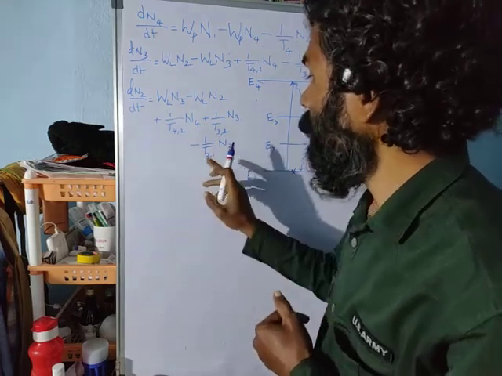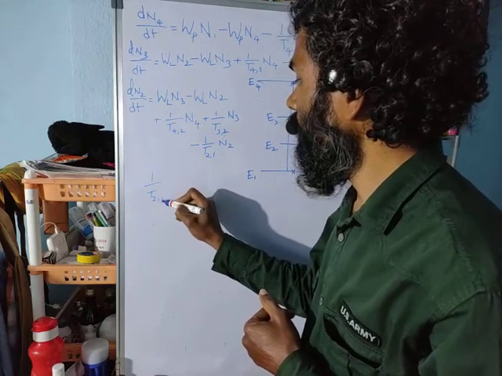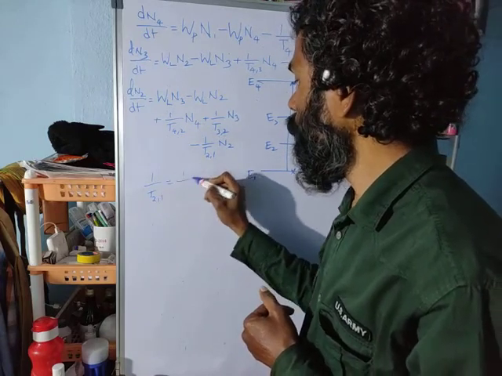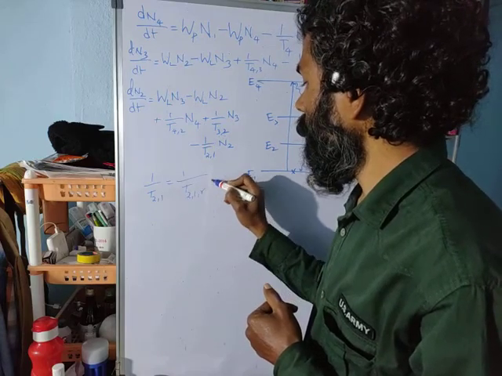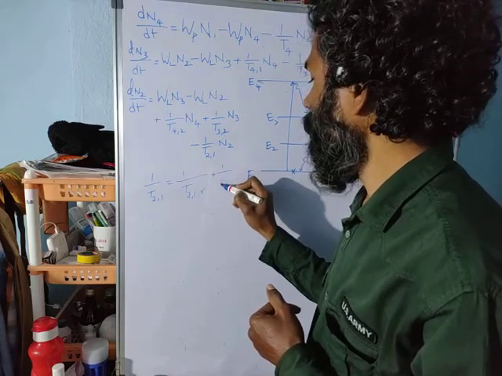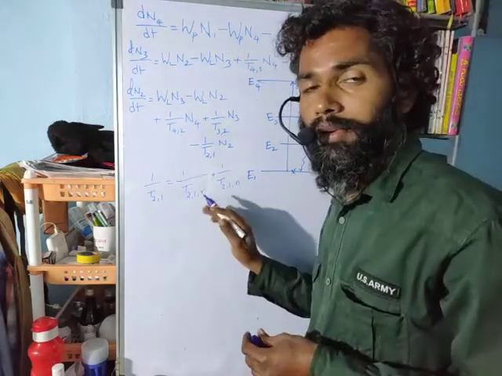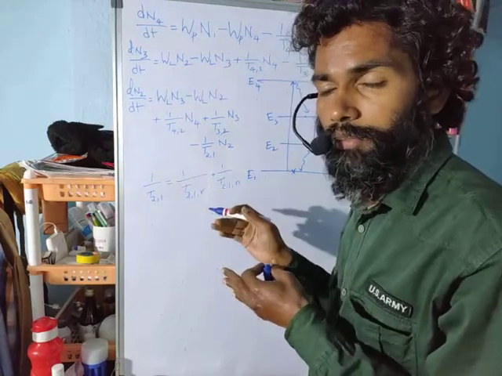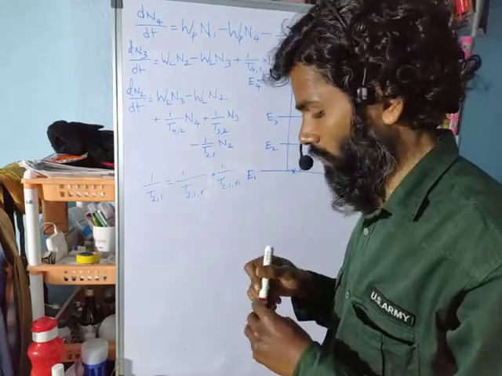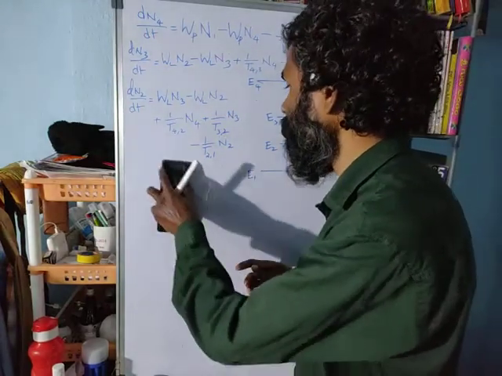And this again is 1 by T n2, T21 is also involving both radiative and non-radiative. I'm going to use this term because it is only needed for conceptual purposes, but not for the mathematical derivation. So let us keep this one.